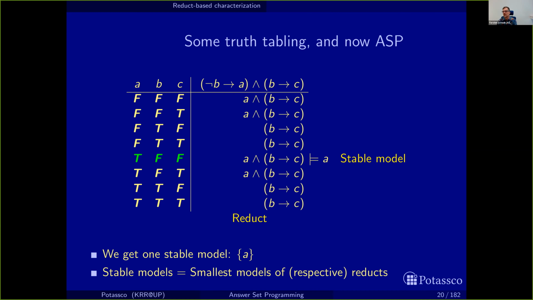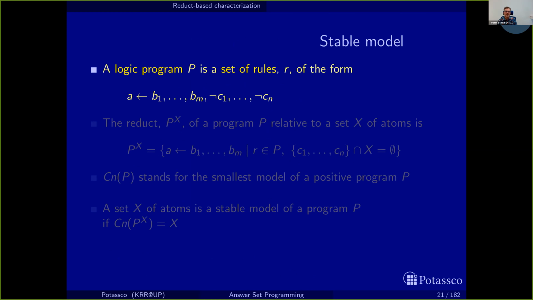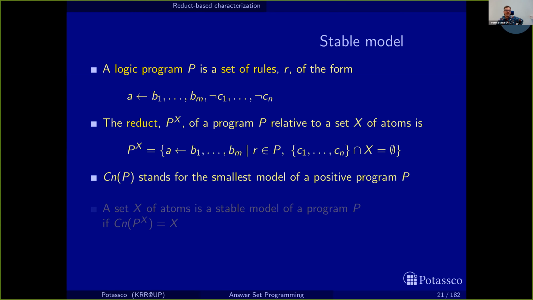One view to see that intuitively is that the stable models are the smallest models of the respective reducts. Let's briefly make this precise. Again, this is the original definition by Michael Gelfond and Vladimir Lifschitz. Again, we look at rules of this form. I just do this because when I use the R, I always want such a rule at my fingertips. So we can then define a reduct, and the reduct is exactly what we do with the truth tabling.